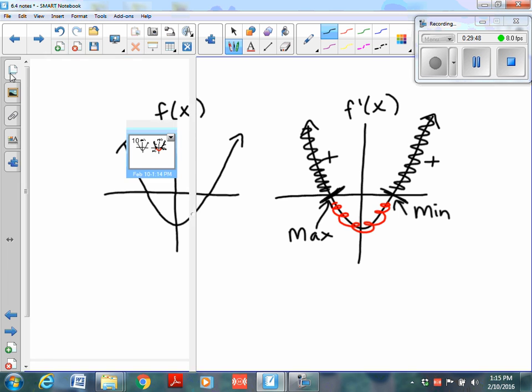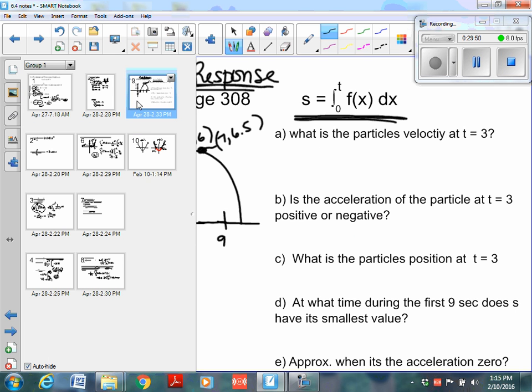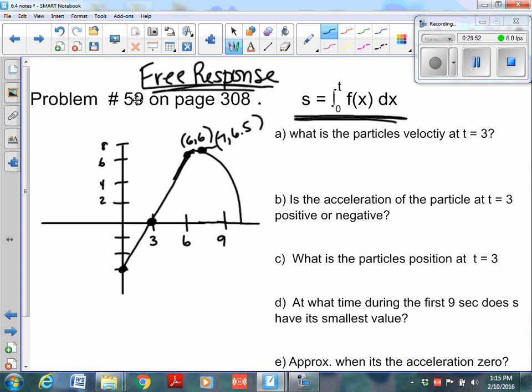So, here's the question here. This is important, so really watch. They are going to give you this. S equals the integral from 0 to t of f of x dx. And they're telling you that this is f of x. They're telling you that that's f of x. Do you guys have that written in? Put f of x on the top. And this is where it gets complicated.